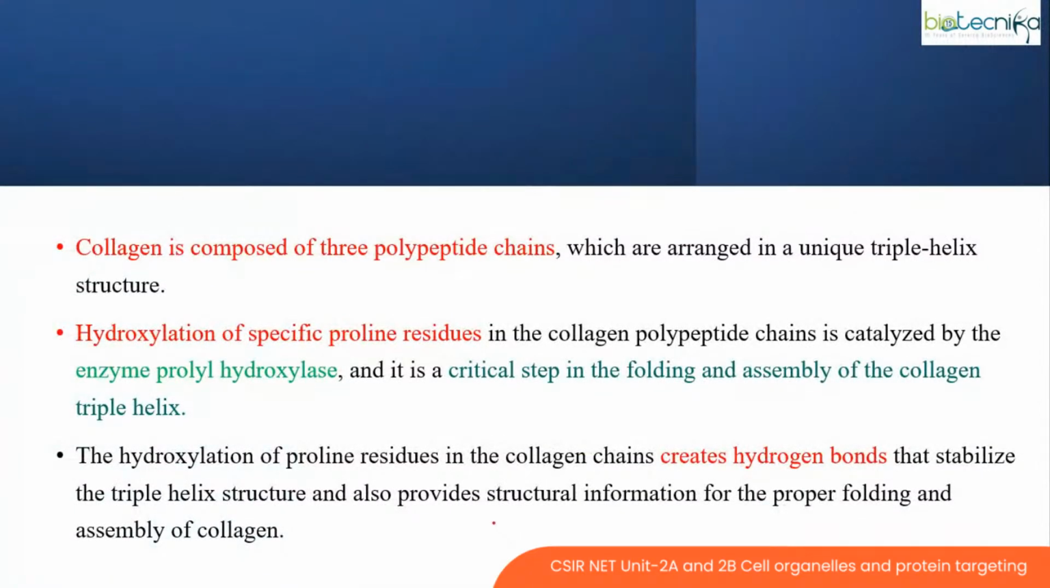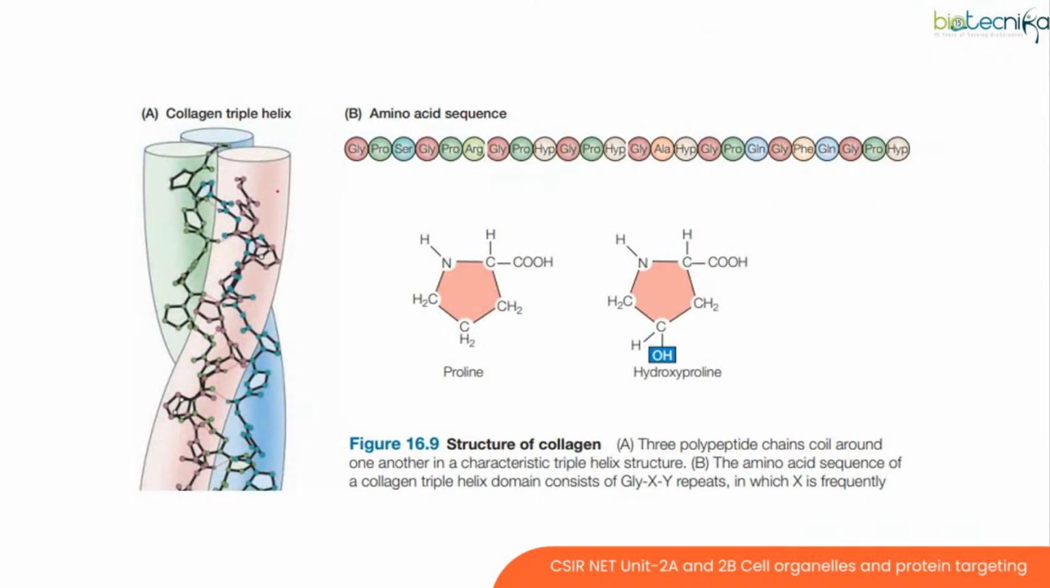Then, regarding collagen, hydroxylation is a very important process. Specifically, collagen is a triple helical structure, right? You might have heard about it. So how is this triple helical structure maintained? Because of the repeats Glycine-X-Y. And what do X and Y indicate? If it is proline, it will be hydroxyproline. If it is lysine, it will be hydroxylysine. So hydroxylation is a major process contributing towards the collagen structure.